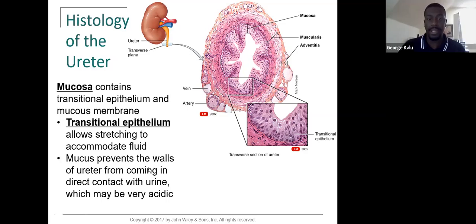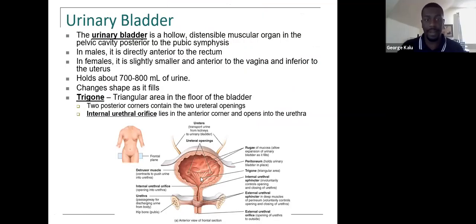Okay. So the ureters will then lead into the bladder. The bladder is going to be a pretty hollow, muscular organ that's able to stretch. And it's going to be found inside the pelvic cavity, posterior to the pubic symphysis. In males, the bladder is going to be anterior to the rectum. In females, it's going to be slightly smaller, but it's going to be anterior to the vagina, and it's going to sit up underneath the uterus. It's going to be inferior to the uterus.